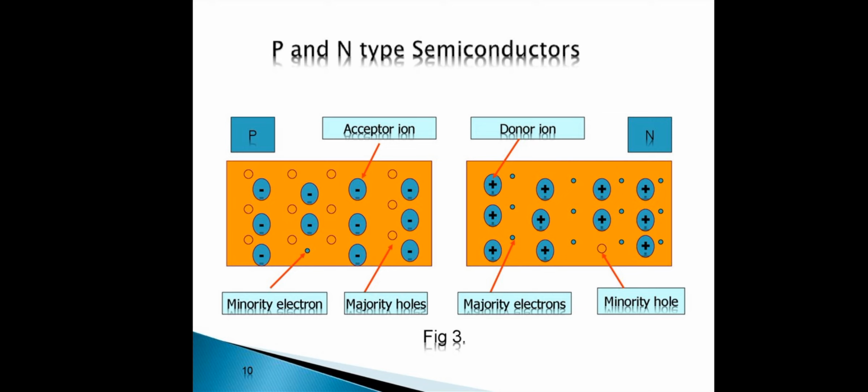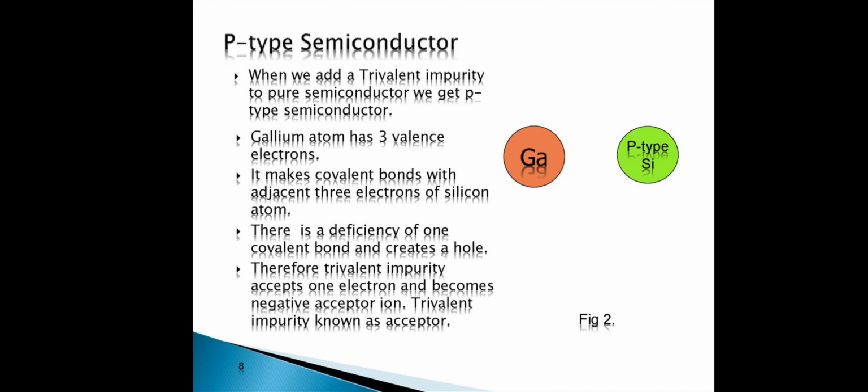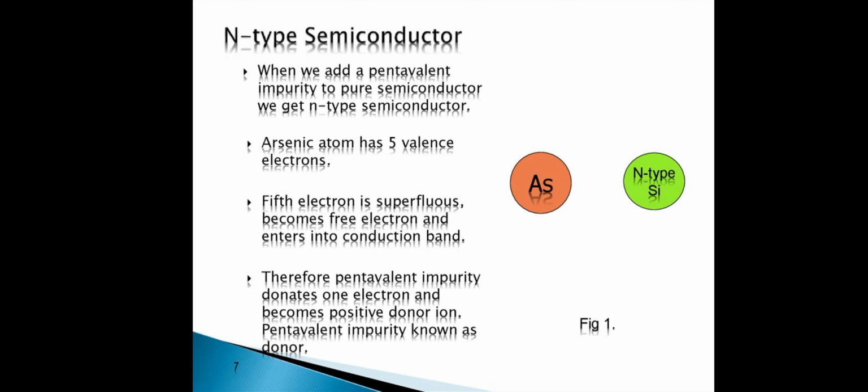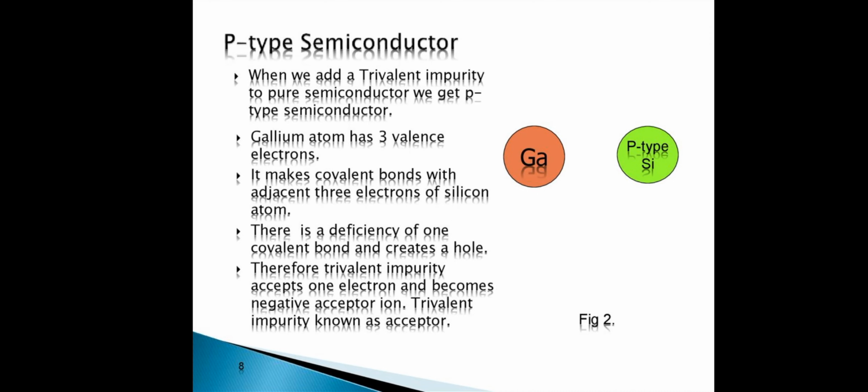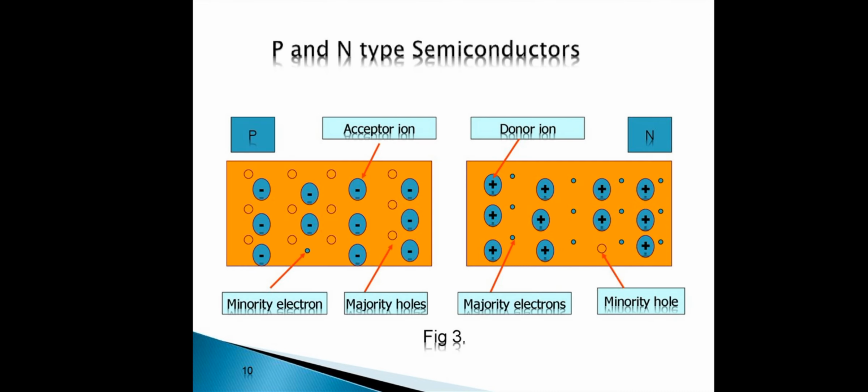Here in p type, as we already studied, in p type semiconductor trivalent impurities are added, and in n type semiconductor pentavalent impurities are added. So n type semiconductor will become donor and p type semiconductor will become acceptor, as you know through this diagram.